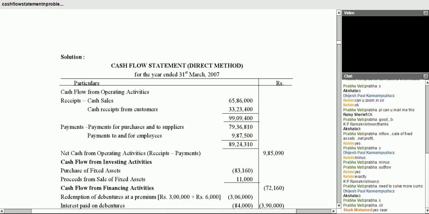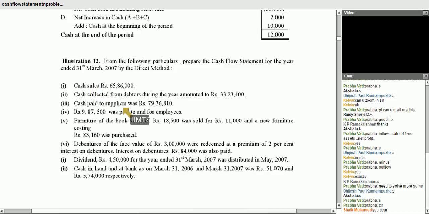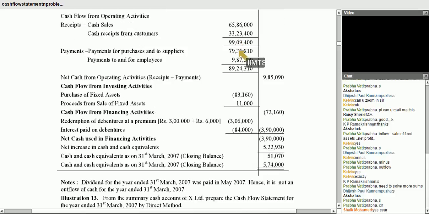And the payments which were made, payment for purchase and to suppliers and payment to and for employees, 79,36,810 and 9,87,500. You can see this 79 lakh and 9,87,500. We will add them up. So this is cash inflow, this is cash outflow, right? So outflow is 89,24,310 and inflow is 99,09,400. So the difference will be net cash from operating, receipts minus payments. So it will come out to be 9,85,090.